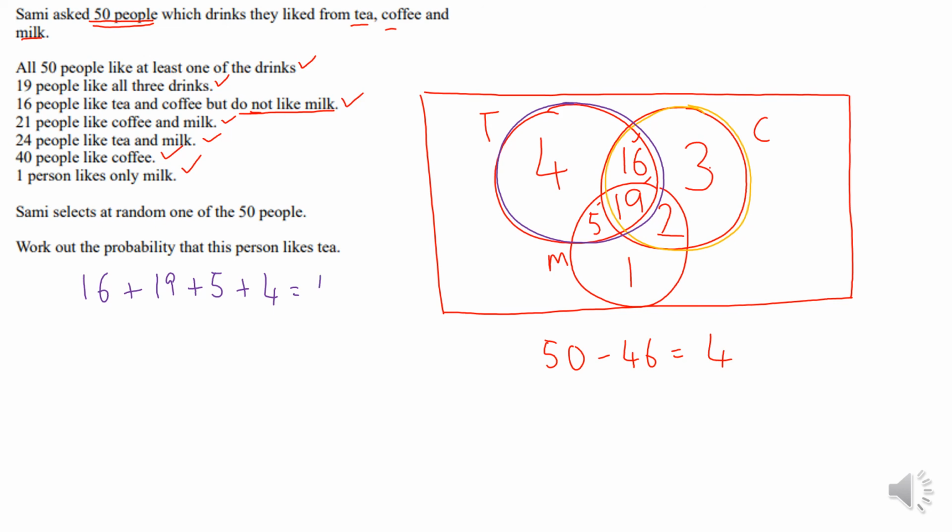So 16 plus 19 plus 5 plus 4, that equals 44. Now, because there's 50 people altogether, your answer for this one will be 44 out of 50. You don't need to simplify this. That is your answer there.